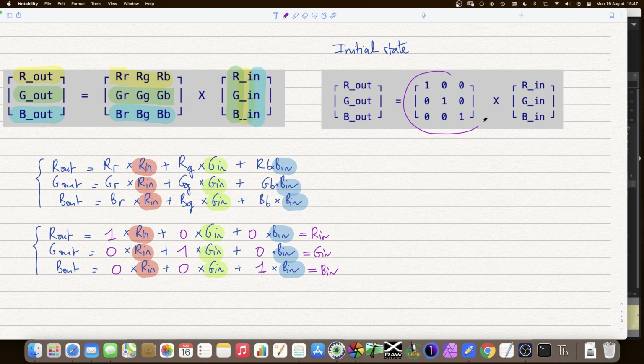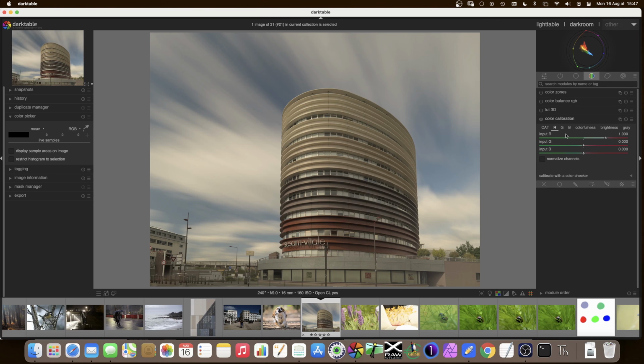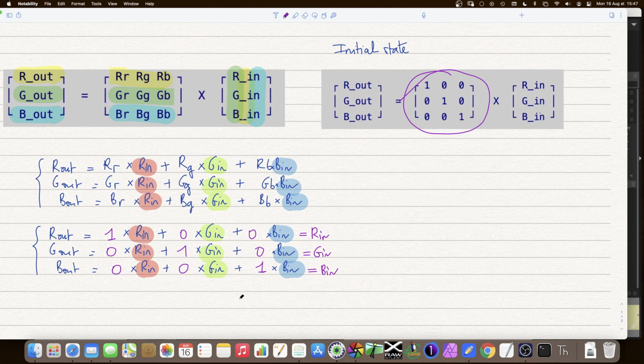And this is exactly what you've got here. That is why the sliders are in that position. When you switch on the color calibration, you have 1, 0, 0. In green, you have 0, 1, 0, and 0, 0, 1. That is the color calibration doing nothing. Well, it does perform CAT, so I can't switch it off. But that is actually no colours being changed by the channel mixer itself.